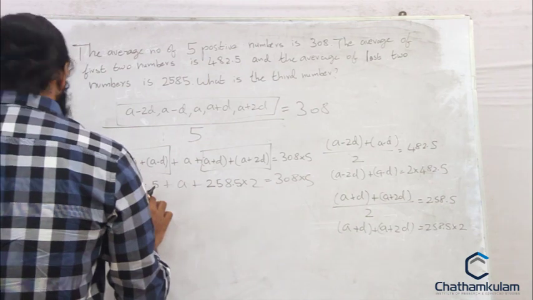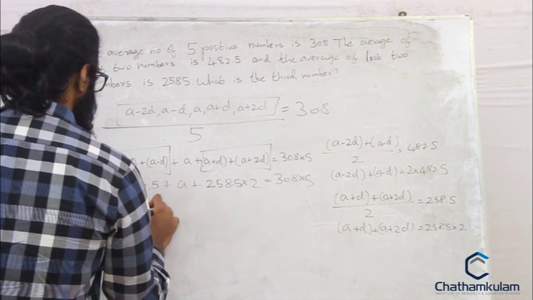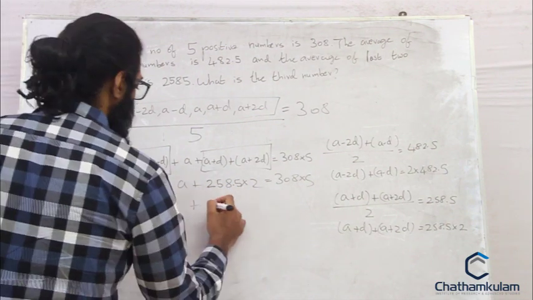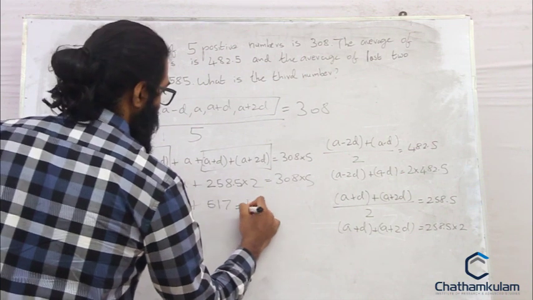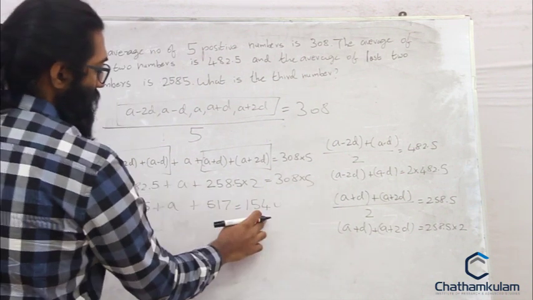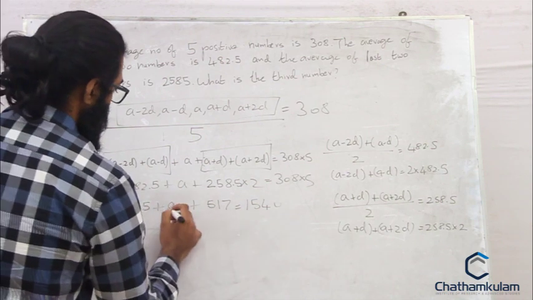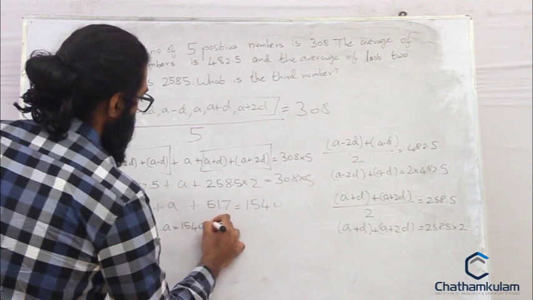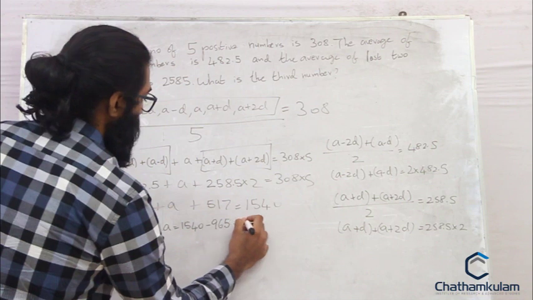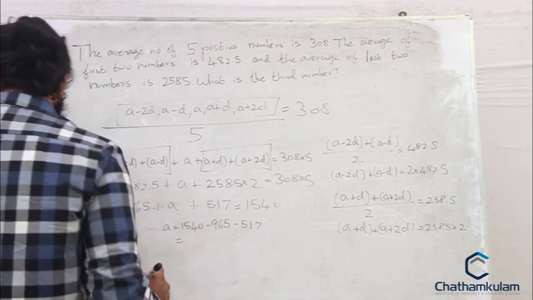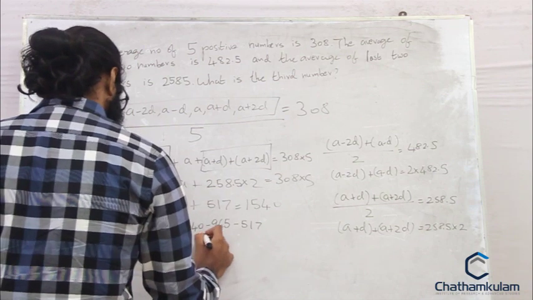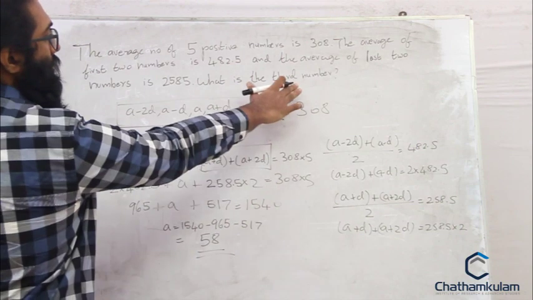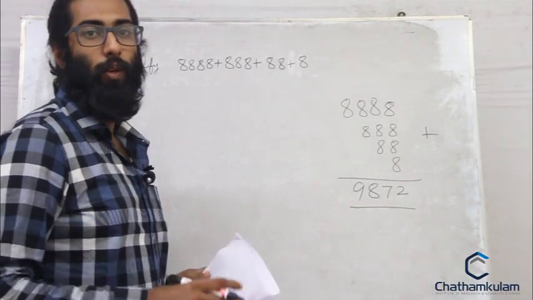So we solve this and get the value as 965 plus a plus 258.5 into 2, which is 517, equals 1540. 308 into 5 is 1540. So a equals 1540 minus 965 minus 517. We get it as 58. So 58 is the value of the third number here. So let's look into the next question.